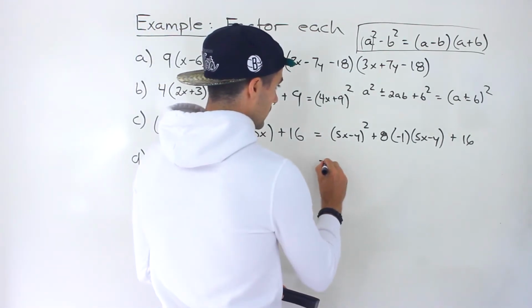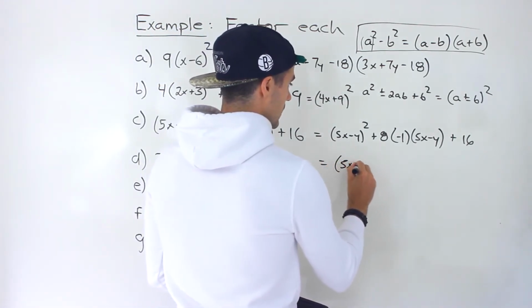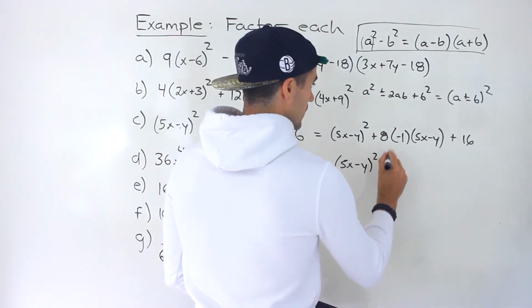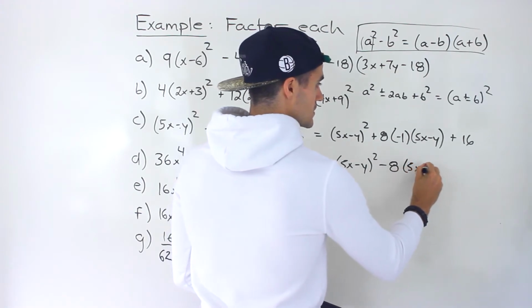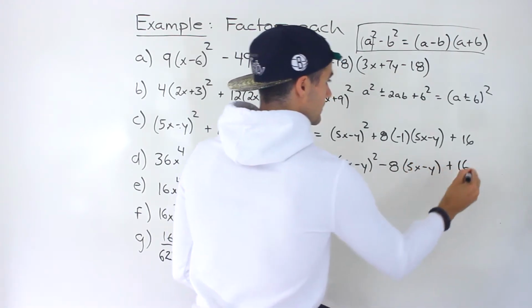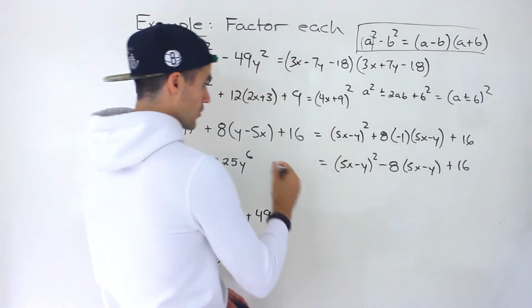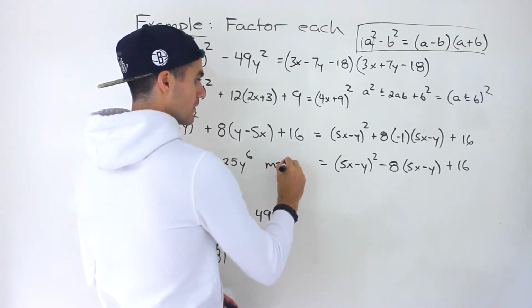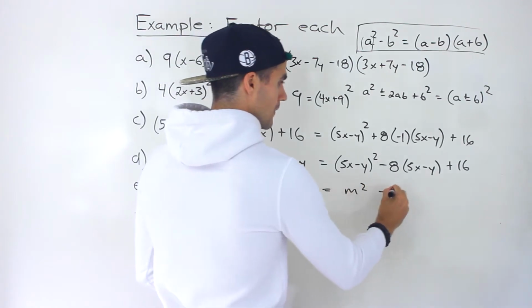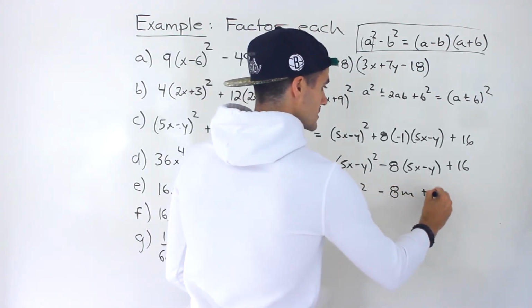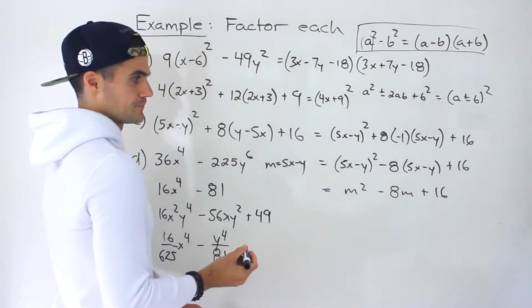And now over here, notice what is it going to simplify to? We'll have 5x minus y squared. 8 times negative 1 is negative 8. Then we got 5x minus y plus 16. And now, notice we got the same bracket. Now we could bring back that m value. So we'll have m squared minus 8m plus 16, like that.